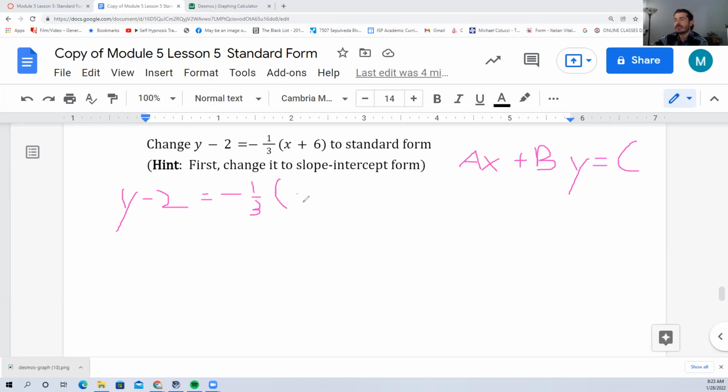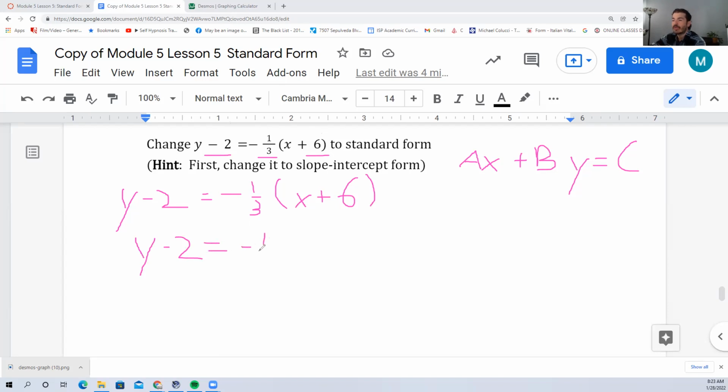So my question to you really quick is, what form is it currently in? This is point slope form, if you recognized it. 1/3 is our slope, and our point is -6, 2. Remember, in point slope form, the signs switch. Okay, so I'm going to change it to slope intercept form, which is y equals mx plus lowercase b, which does not involve parentheses here.